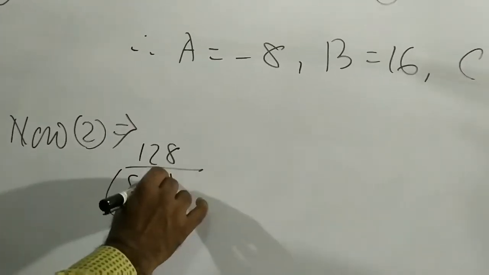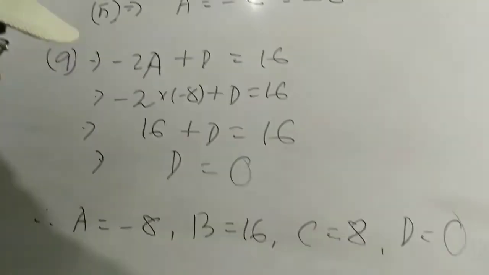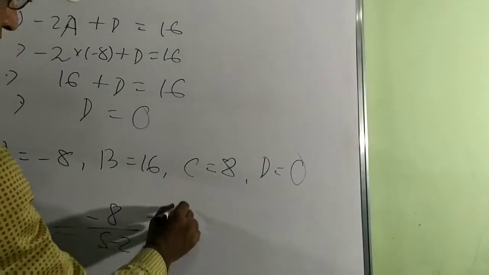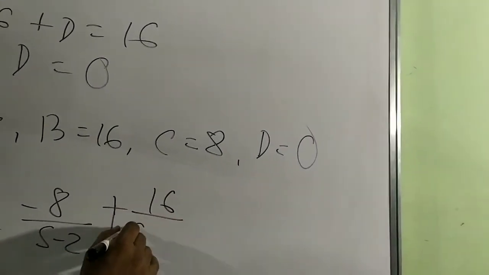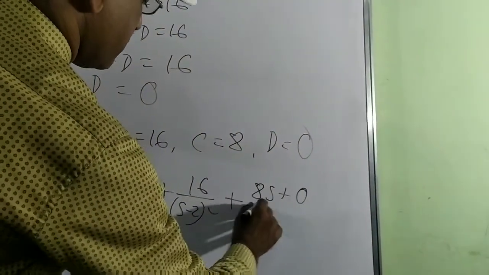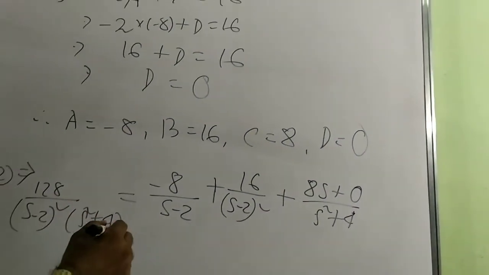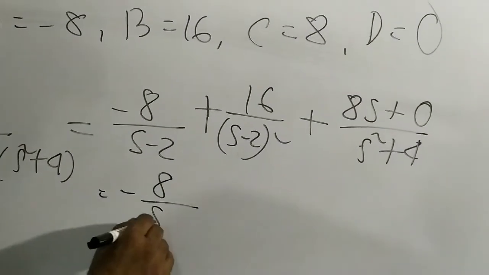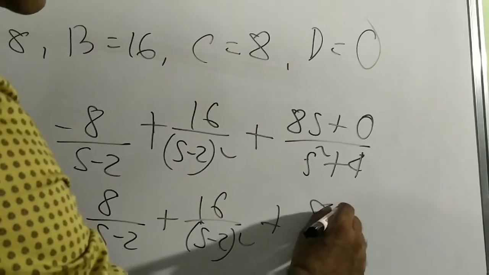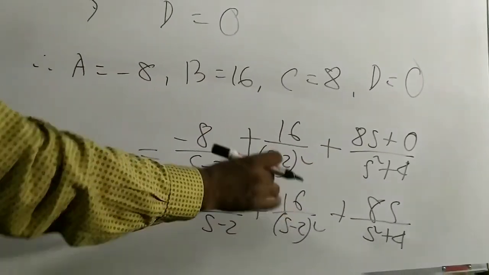In equation number 2 we get 128 by s minus 2 whole square times s square plus 4 equal to A, meaning minus 8 by s minus 2, plus B, meaning 16 by s minus 2 whole square, plus Cs plus D, meaning 8s plus 0, by s square plus 4. Or we can write minus 8 by s minus 2, 16 by s minus 2 whole square, and 8s by s square plus 4. This is the partial fraction.